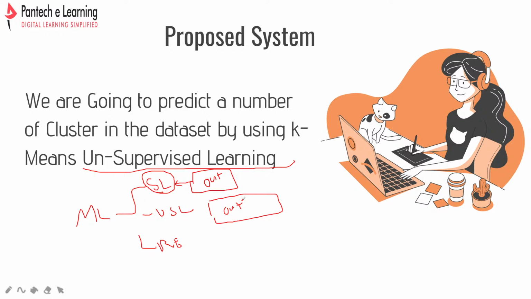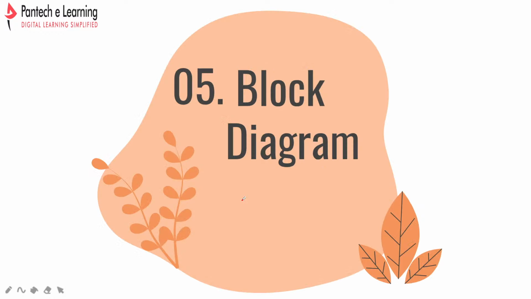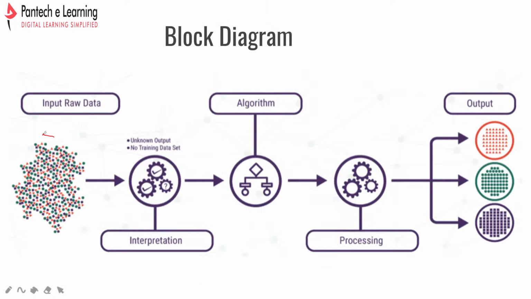So in machine learning we have supervised learning, unsupervised learning and reinforcement learning. We are going to use unsupervised learning, the clustering type. One of the clustering techniques is called the K-means algorithm. So what is the block diagram? Here you can see I have input data, but I don't have any output column or output class file. We are just passing the data to the algorithm, and here we will use the K-means algorithm.